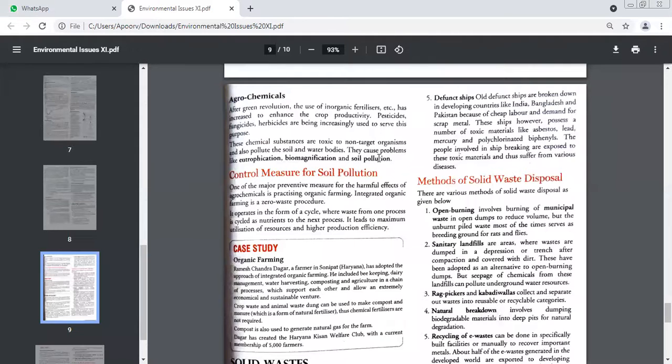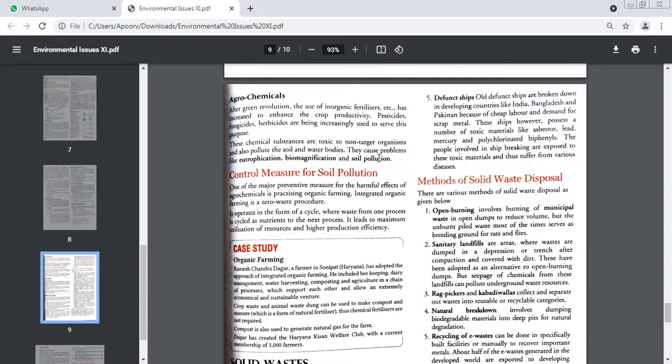Integrated organic farming is a zero waste procedure. You don't have anything wasted in this. No product is wasted. That is why I call it a zero waste procedure. It operates in the form of a cycle where water from one process is cycled as nutrients to the next process. Why is it a zero waste procedure? Because whatever waste comes out from the first step is used in the second step. It leads to maximum utilization of resources and higher production efficiency.